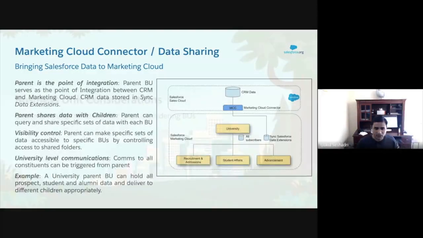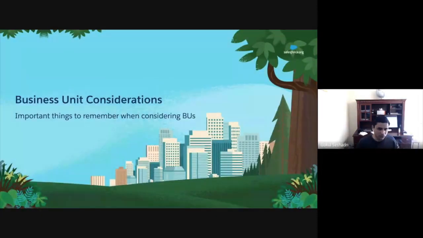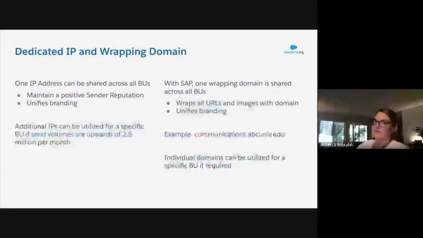With that, I am handing this back over to you, Rebecca, to talk about business unit considerations. Thank you. So when considering if you want to use a parent business unit, child business unit, what type of hierarchy you're looking for, there are certainly a number of different considerations to take into account when thinking about that structure, what that looks like for your specific organization.